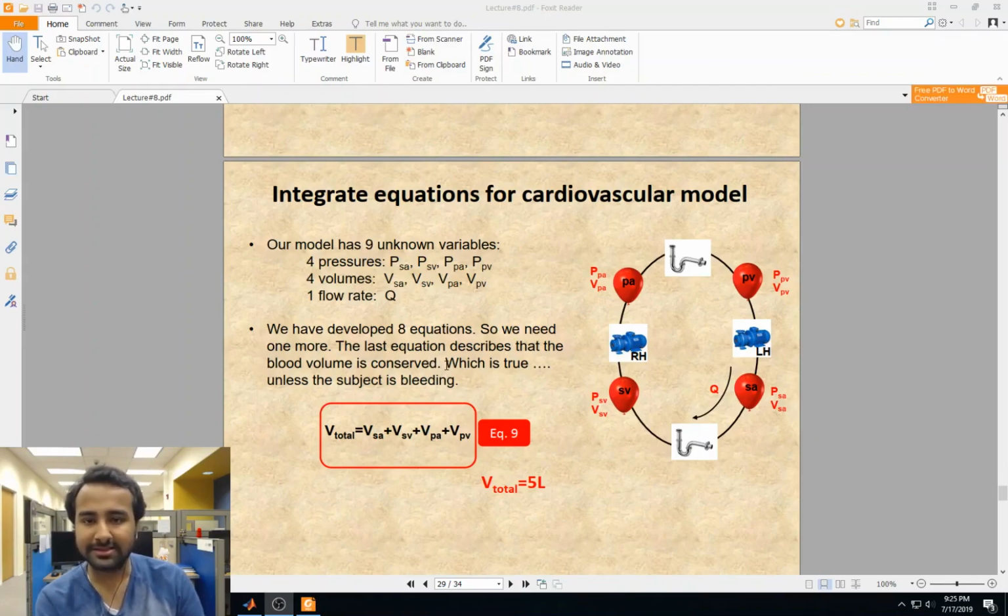Why? Well, unless the person we're trying to model is losing blood actively, you can be pretty rest assured and confident that when you add up together the volume that's in the 4 parts of the circulation, so the pulmonary arteries, pulmonary veins, systemic arteries, systemic veins, if you add together all these volumes, the total volume should stay constant for your subject. So we're going to say the total volume of all of these should be 5 liters, which is a healthy estimate for a normal human adult. So now we have 9 equations, 9 unknowns. That sounds like a system of equations that we can actually solve now.